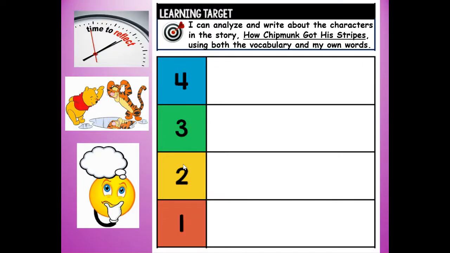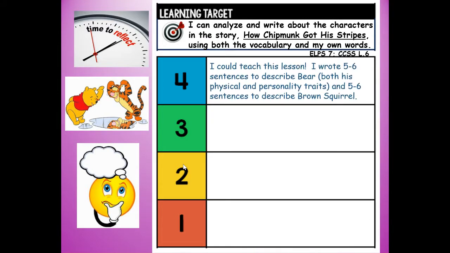All right. So at the top of your paper, I want you to reflect on the learning target. I can analyze and write about the characters in the story, how Chipmunk got his stripes, using both the vocabulary and my own words. Would you give yourself a 4? I could teach this lesson. I wrote 5 to 6 sentences to describe Bear, both his physical and personality traits, and 5 to 6 sentences to describe Brown Squirrel. Would you give yourself a 4? If you did that, then give yourself a 4.